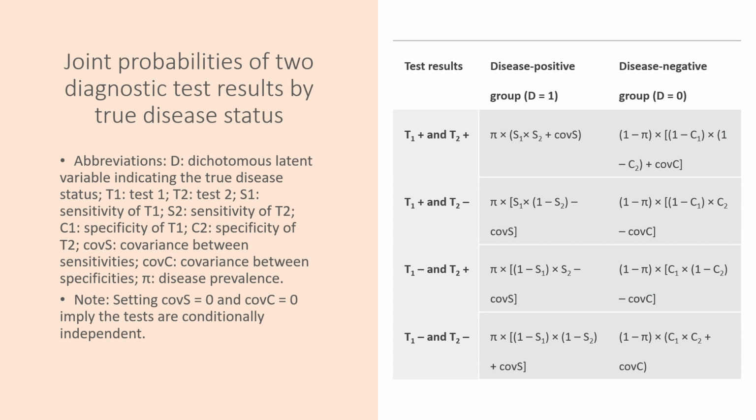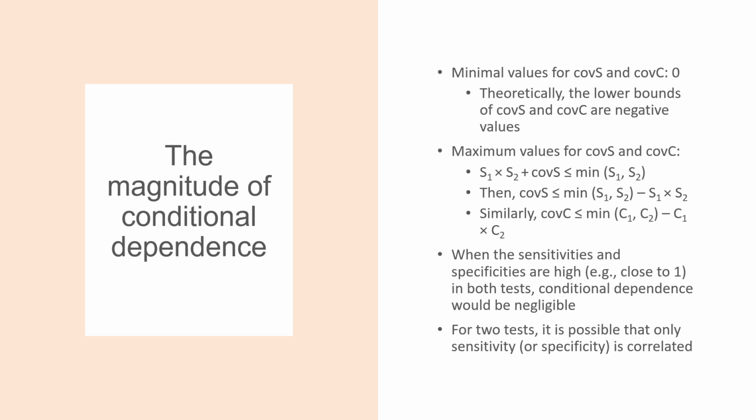The correlation for the disease-negative group, covariance C, can be derived in the same way. The expressions for these probabilities are given in this table. Let 0 be the minimal value for covariance S and covariance C, which indicates that two tests are conditionally independent.